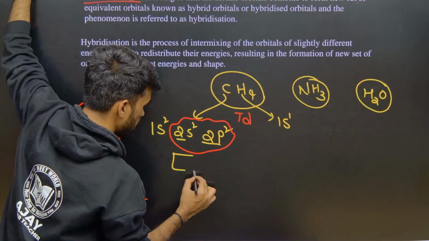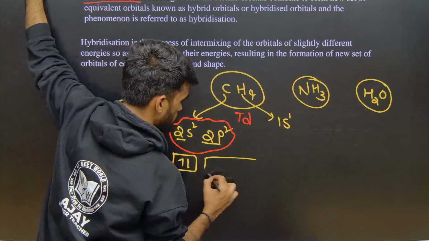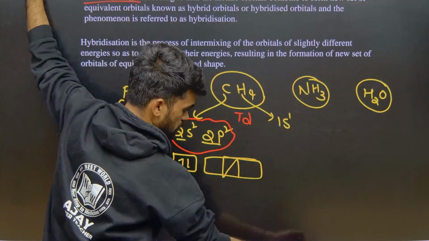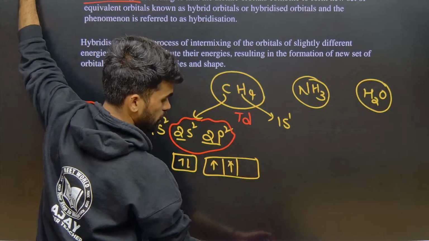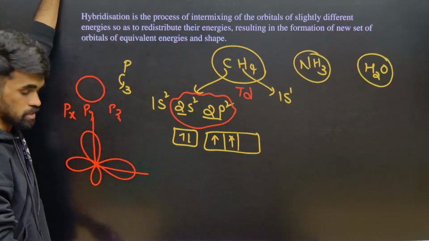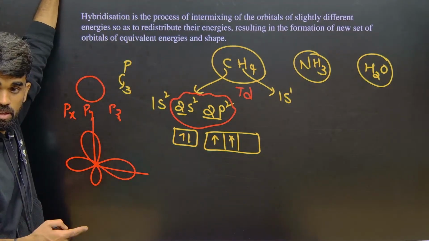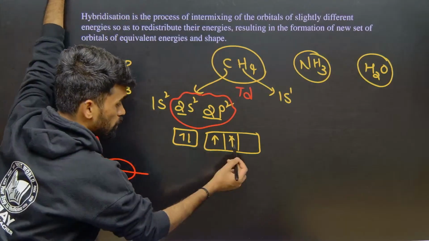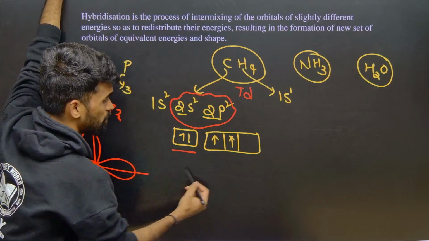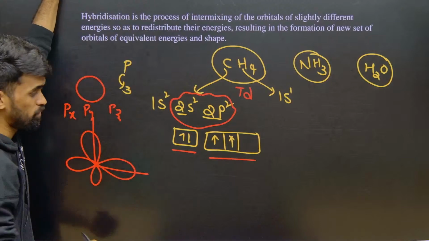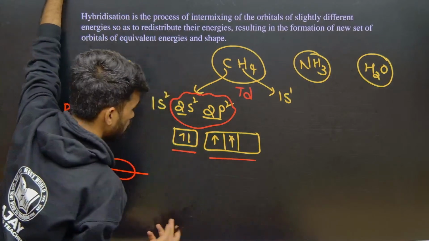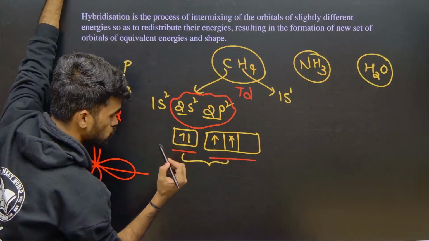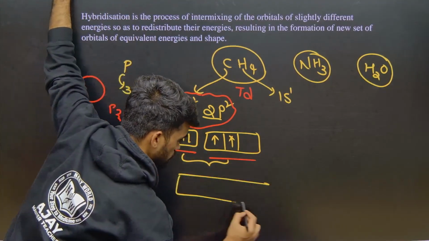If I represent them in boxes, you might remember, like this. 1 electron here, 1 electron here. These are atomic orbitals. Now what am I saying? Hybrid orbitals. These have different energies. This 2s has a different energy and 2p has a different energy, like 2p has more energy than 2s. So by intermixing these two, we will get hybrid orbitals.